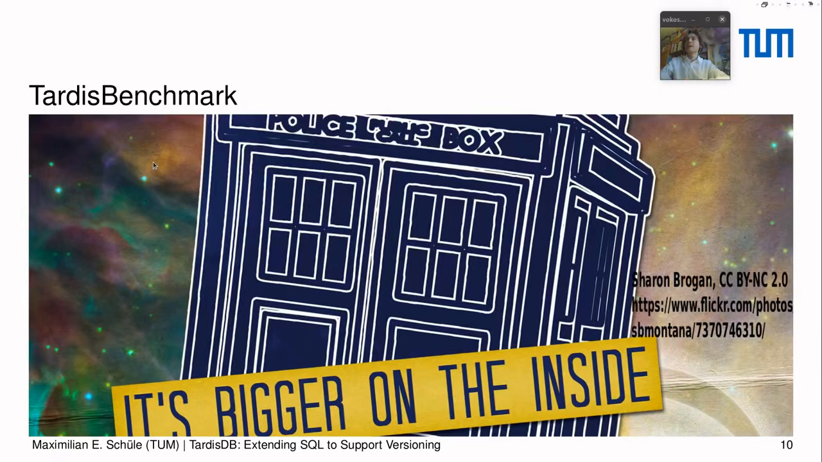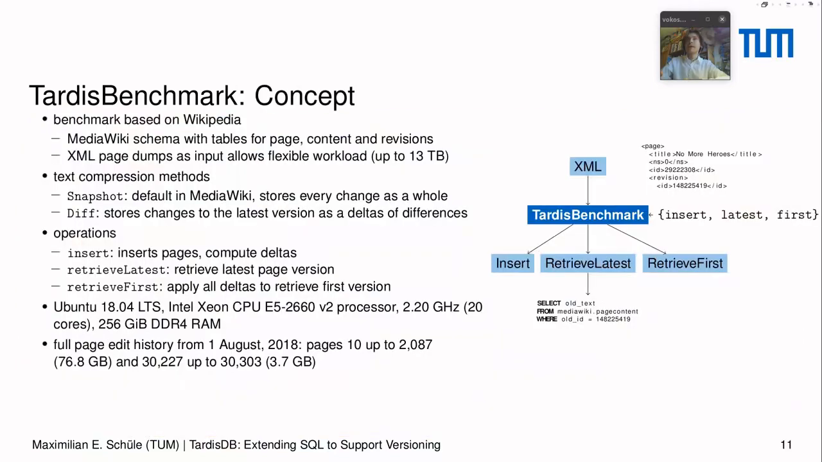To benchmark different approaches and TardisDB, we created the TARDIS benchmark. It is based on Wikipedia, based on the schema of MediaWiki with tables for page, content and revision. XML page dumps as input allow a flexible workload.